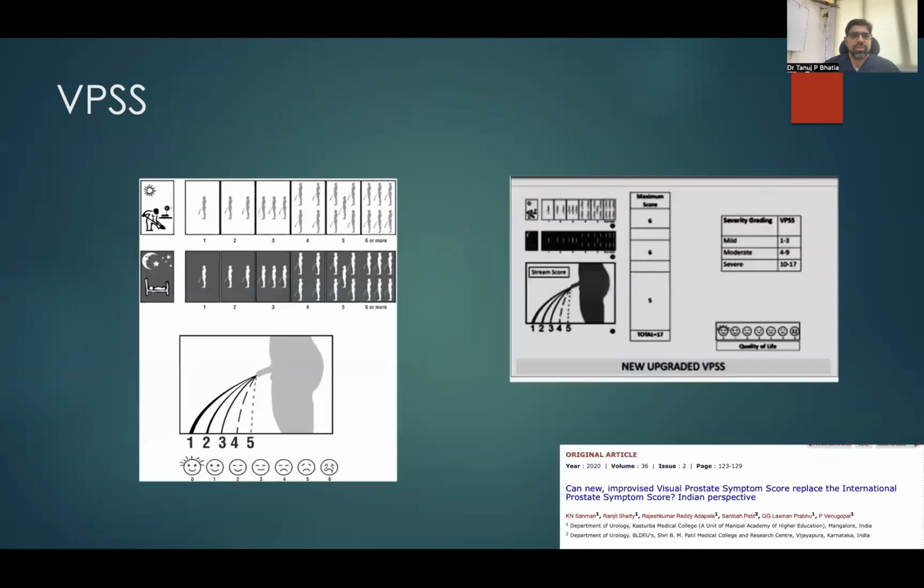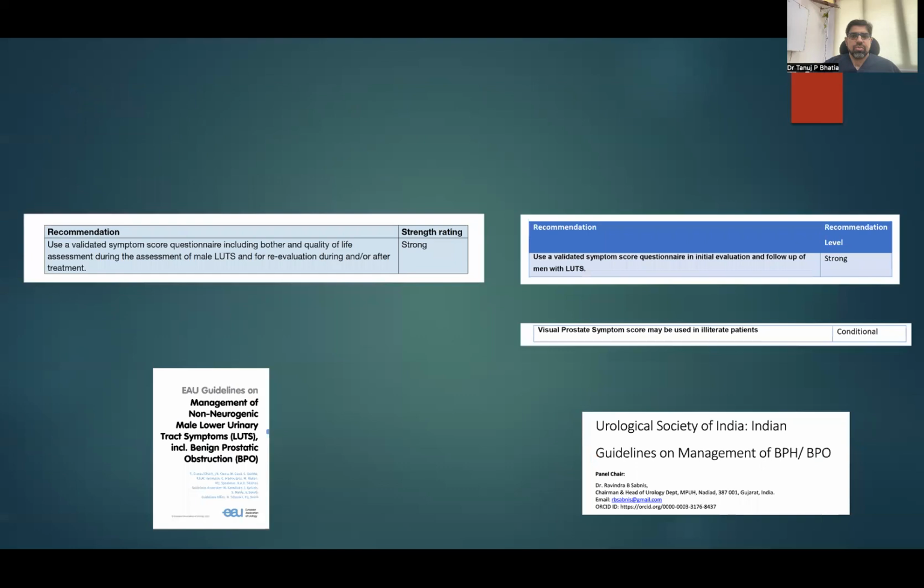This is the VPSS score on left side, and on right side is the improvised VPSS score by Dr. Venugopal sir and group, wherein they have defined severity based on the score achieved between mild, moderate, and severe. So all the guidelines, as I said, recommend using a symptom score. They recommend that you should use a validated symptom score questionnaire, including the bother and quality of life during assessment of LUTS, and also for re-evaluation during or after the treatment.